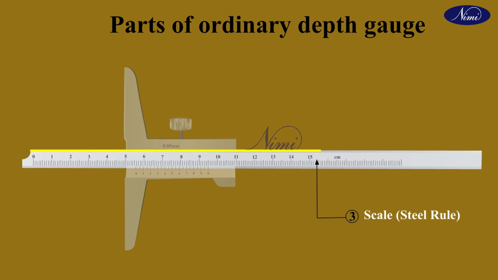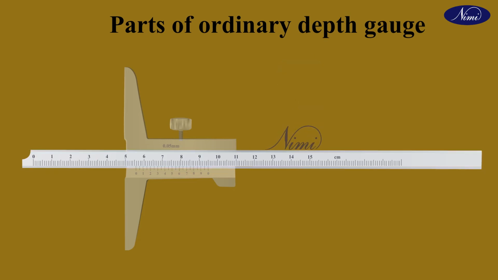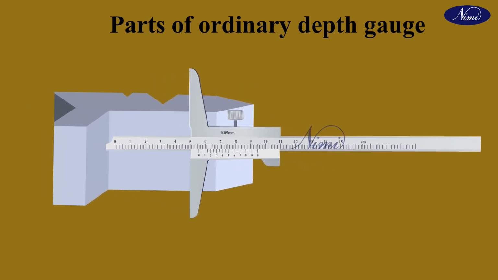Number 3. Scale or rule. In this scale, main scale divisions are marked up to the full length of the beam. Each main scale division value is 1 mm. Here, subdivisions of 0.5 mm are also marked. At the end of the scale or rule, a relief is given at the end of the beam of the depth gauge to avoid seating in the corners of slots and to ensure the correct reading.